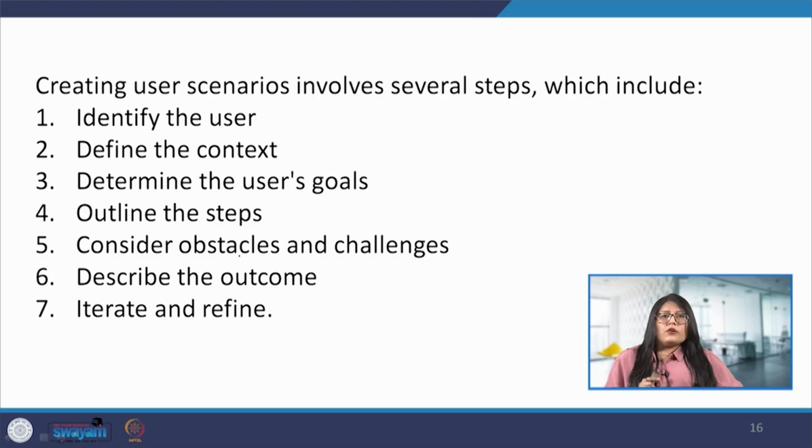Next step is to consider obstacles and challenges. So, we have to identify any obstacles or challenges that the user may encounter while he is interacting with our product. So, any kind of error or any technical issue. So, we have to take care of that. Sixth is to describe the outcome. So, specifying the outcome or the result of the interaction. So, what is the user achieving from this interaction?